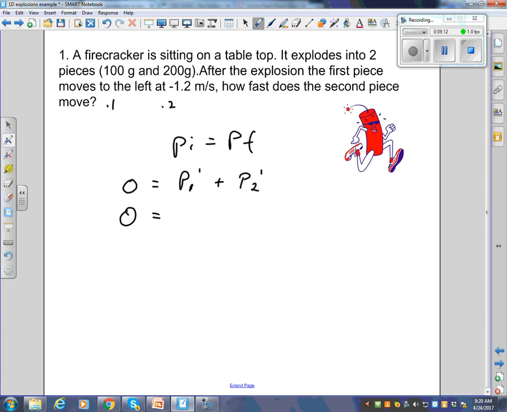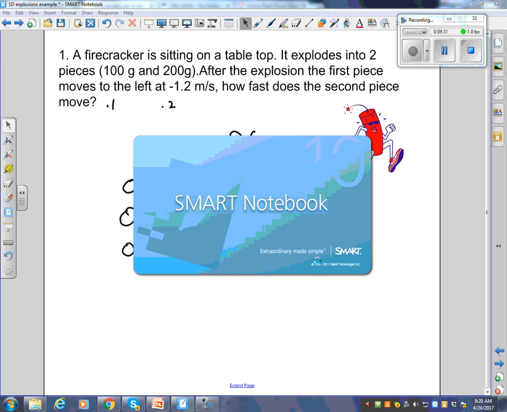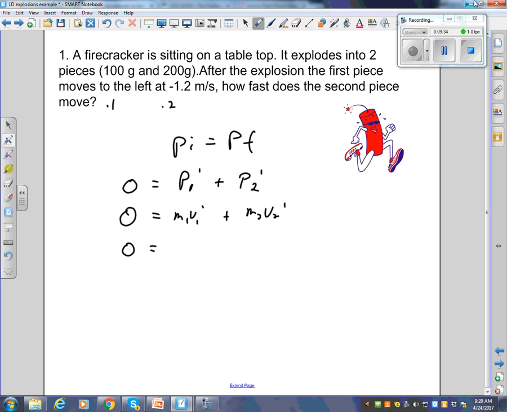And I guess just for the sake of completeness, I will say momentum prime is going to be mass 1, velocity 1 prime plus mass 2, velocity 2 prime. You don't need to do that step if you don't want, but maybe for notes we'll do it. The mass of piece 1 is 0.1. Not sure what happened there. I must have pressed something. So that's going to be 0.1. The first piece moving left at minus 1.2, so minus 1.2 goes there. The mass of part 2 is 0.2, and we need to solve for V2 prime.